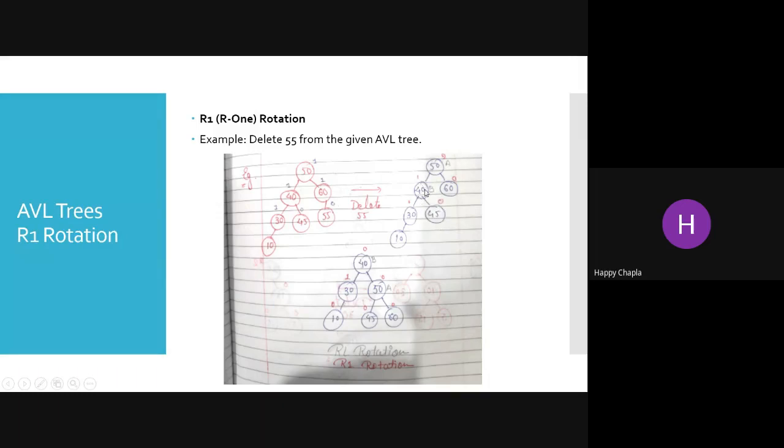So what is the balance factor of 40? So left subtree height, that is 2, minus right subtree height 1. So 2 minus 1, answer is 1. Correct. Now what is the balance factor of 50? So find out the left subtree height. 1, 2 and 3. 3 minus right subtree height is 1. So 3 minus 1, that is 2. So now here the unbalancing is happening. Why is it so? Because we are trying to delete something from the right hand side, and if we delete something from the right hand side, the balance of my tree is going to be unbalanced.